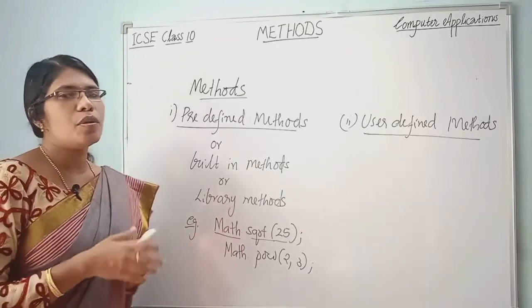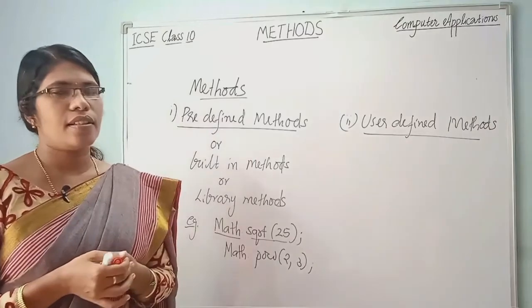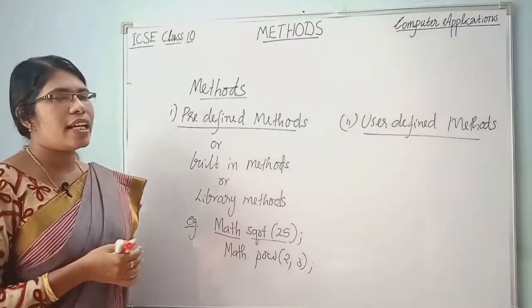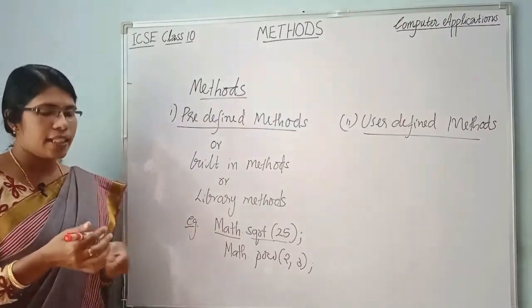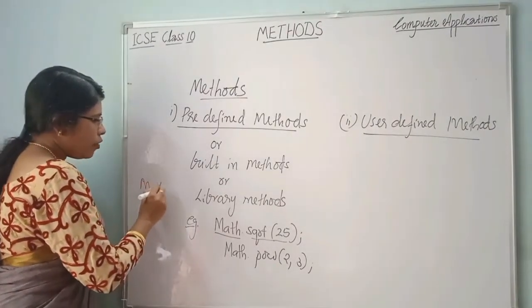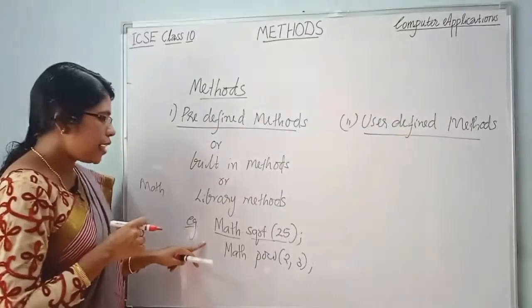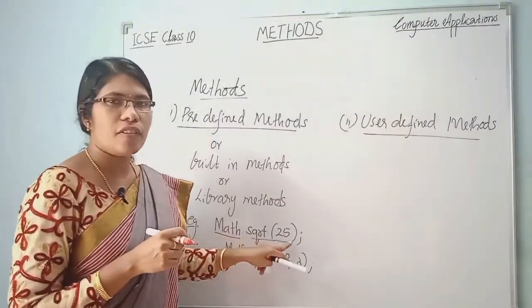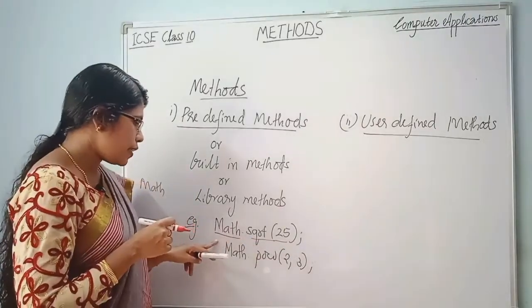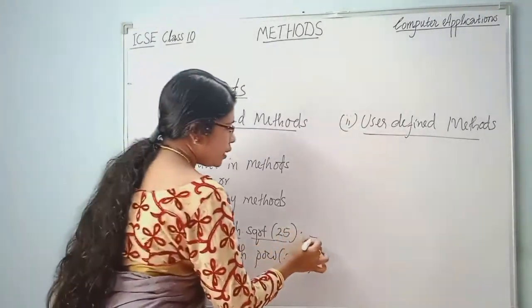Java has a huge collection of predefined methods that are defined under different classes. Mathematical expression related functions are defined under the math class. So if you want to find the square root of a value, then we can use the statement math.sqrt of that value. Here I have given an example, math.sqrt of 25. So it will return the output as 5.